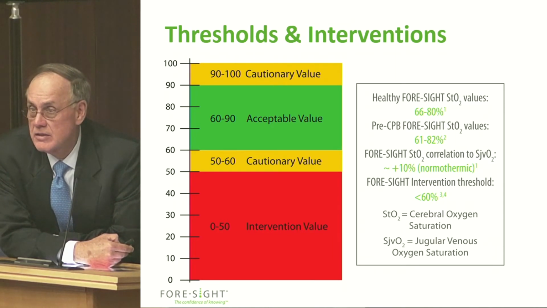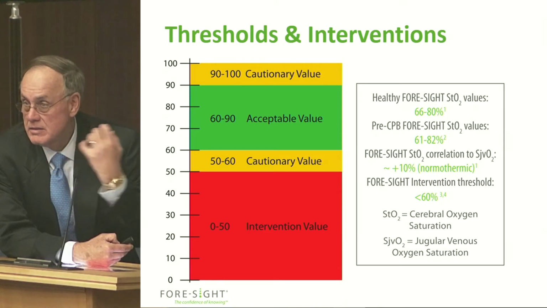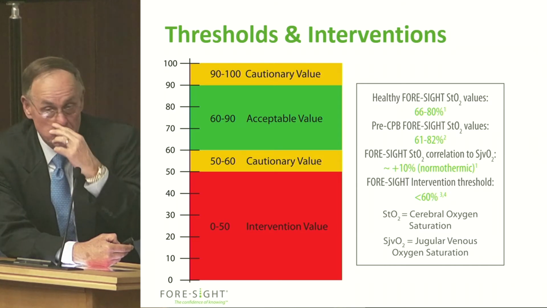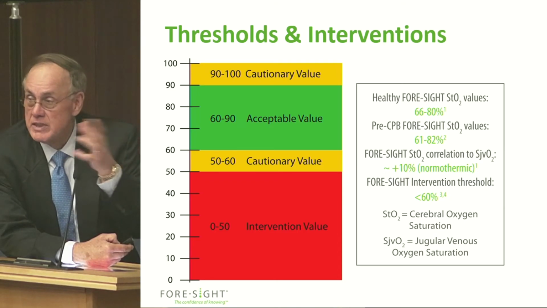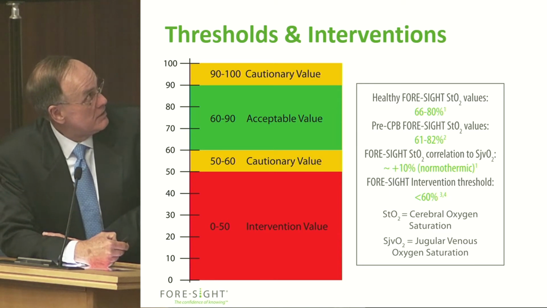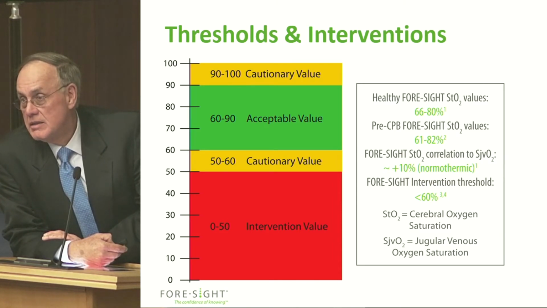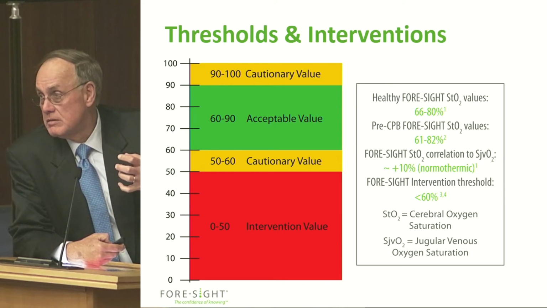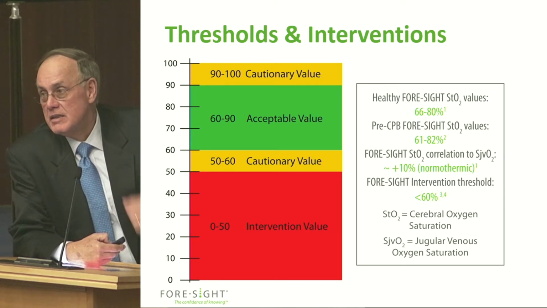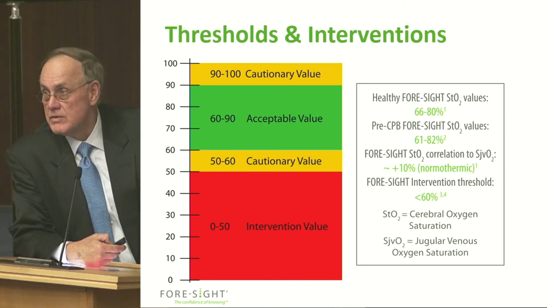90 to 100 is considered a cautionary value because it indicates that there's no extraction of oxygen from the hemoglobin to the tissues. There's no difference between the arterial and the venous blood, which means no oxygen is being used by the tissues. This happens frequently in patients with septic shock that have very high cardiac outputs, 12, 14 liters per minute. The blood is moving through the brain so fast, there's no time for the oxygen transfer to occur.